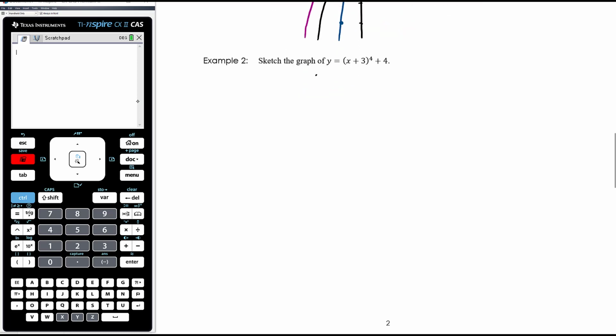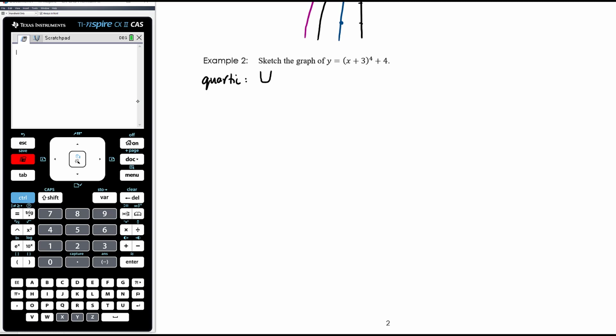Okay, let's draw the next one. Sketch the graph of y equals x plus 3 to the power of 4 plus 4. So the first thing I'm looking at is that it's a quartic. Okay. It's a quartic equation in this turning point form, so I know it's going to be this kind of flat-bottomed parabola shape. It's not a parabola, but just for reference for something we're more familiar with.